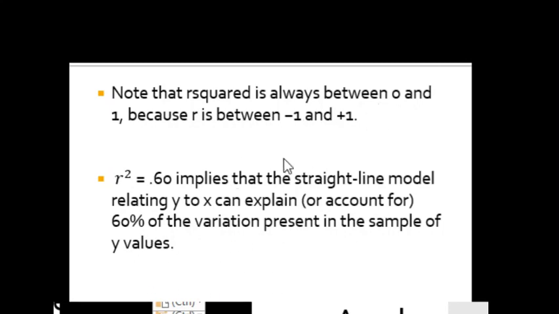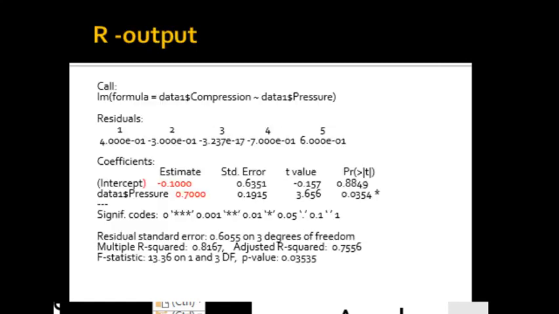Here is the interpretation, and this is important because this helps us decide if we want to use this model or not. So let's say r squared is 0.6. That means that the straight line model relating y and x can explain 60% of the variation present in the sample of the y value. So this is like a moderate strength. We can't trust this model too much. If it has a higher r squared value, that's a better model.